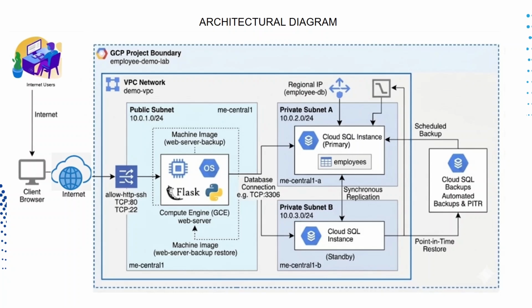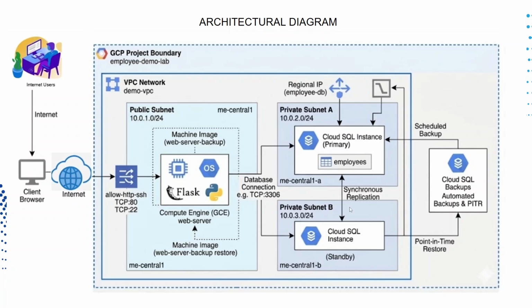First, we have our public subnet. This acts as the entry point for users and hosts our Compute Engine web server. For this build, we're using a Debian Ubuntu instance running a Python Flask application. Behind the scenes, we've secured our data layer across two private zones. Private subnet A houses our primary Cloud SQL instance in Middle East Central 1A, while private subnet B in Middle East Central 1B holds the standby instance.